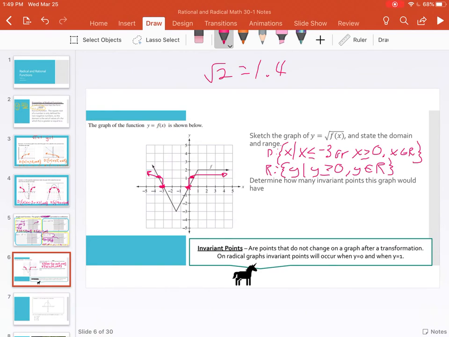So now we're going to determine how many invariant points we have. We already started the question that way, so we had 4 invariant points. Yay, look at the little unicorn.